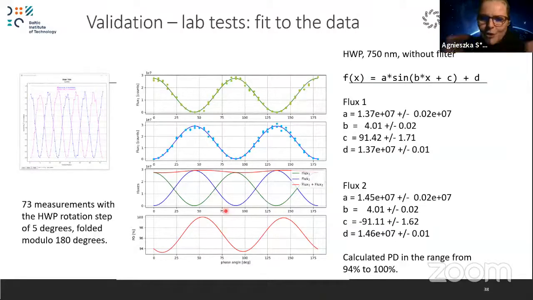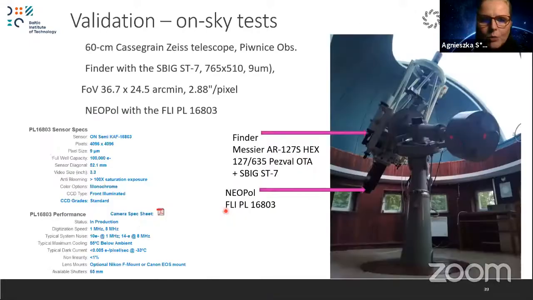But taking into account all the circumstances with COVID, we were pretty happy, and we went to the observatory. We mounted this on the telescope. This is our 60-centimeter telescope in the fourth dome in Piwnice. This is the NEOPOL. Of course, as I mentioned, the field of view is very small, and we still point the telescope manually, so you need a finder to orient yourself on the sky.